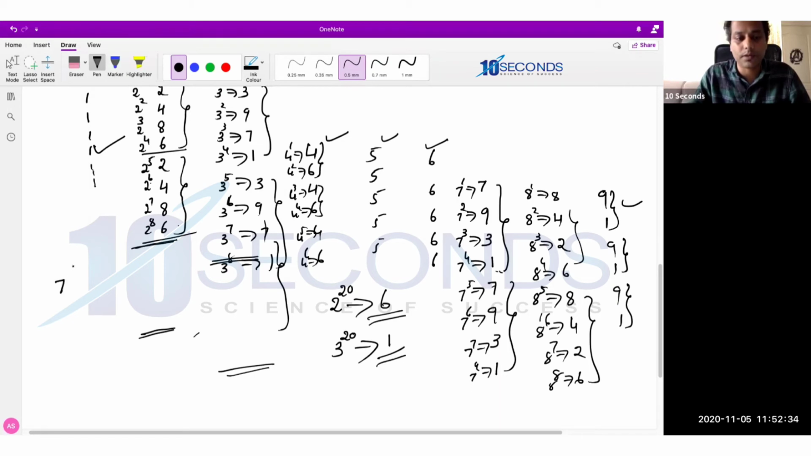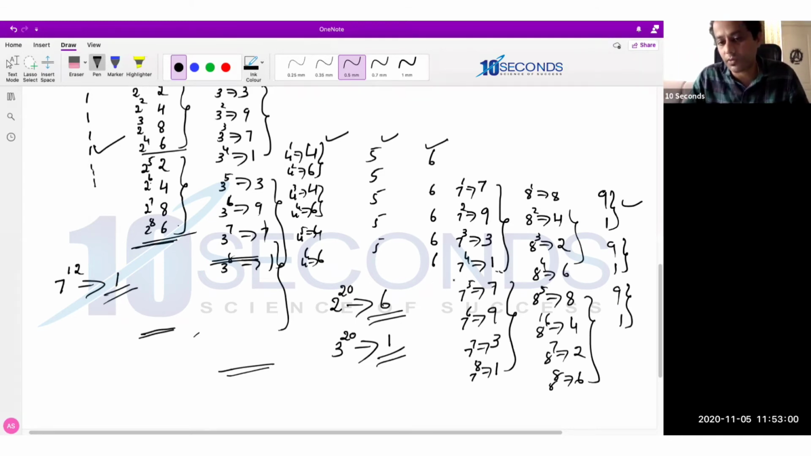Let's take 7 power 12. Simple one. What does 7 power 1 end with? 7 power 1 ends with 7. 2 ends with 9. 4 ends with 1. 8 ends with 1 only. 9 ends with 7. 10 ends with 9. 11 ends with 3. 12 ends with 1. So 7 power 12 ends with 1.